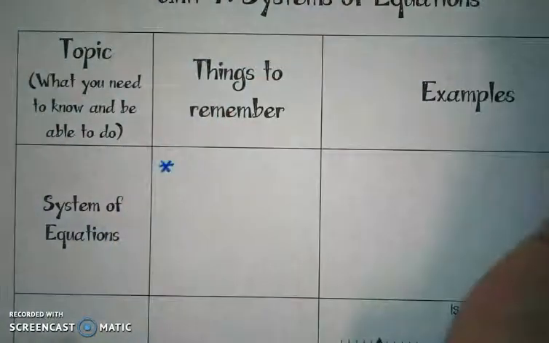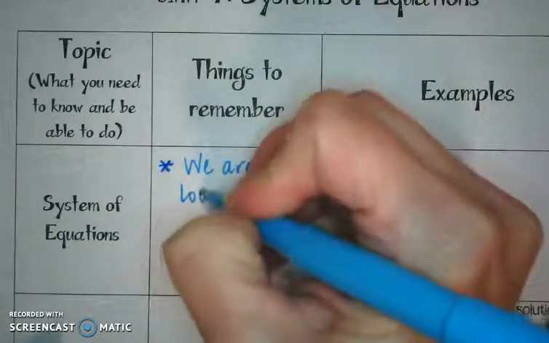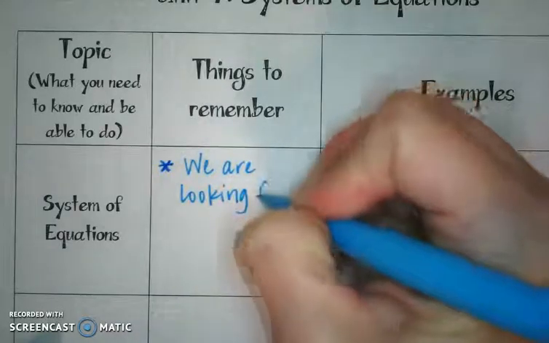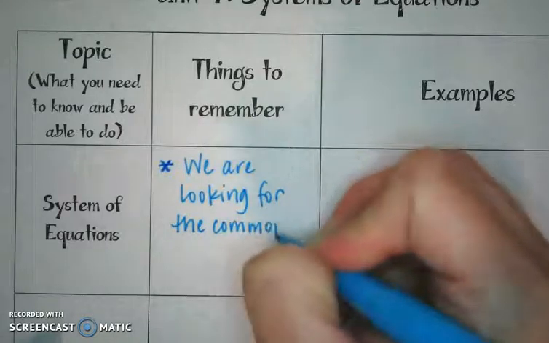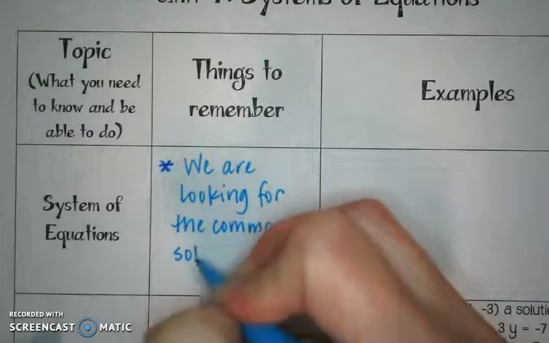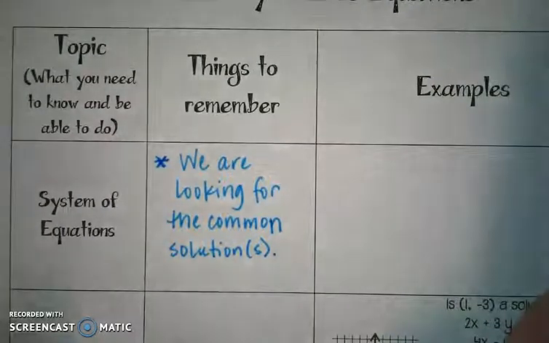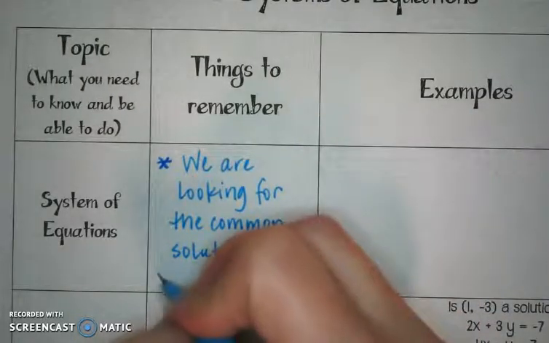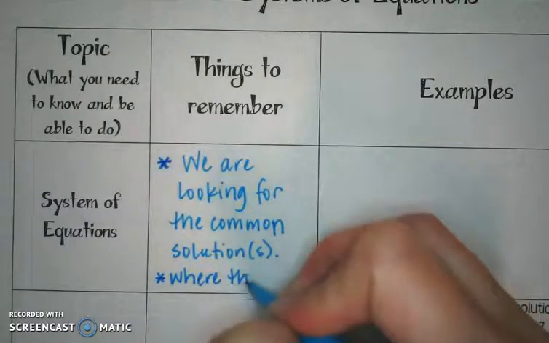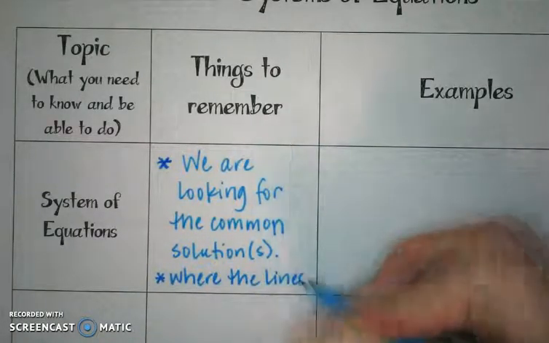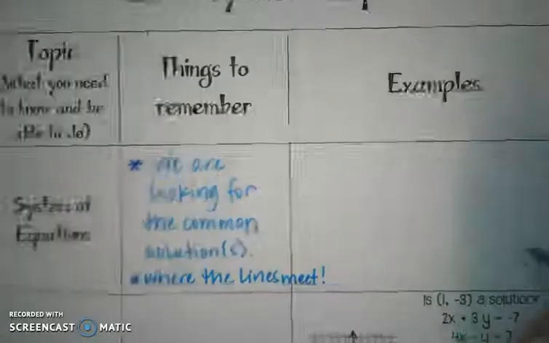So first thing is that when we have a system of equations and we are asked to solve it, what we are doing is we are looking for the common solution or solutions. So what that means is that we are looking for where they meet. So where the lines meet. That's what we are trying to figure out when we are solving a system of equations.